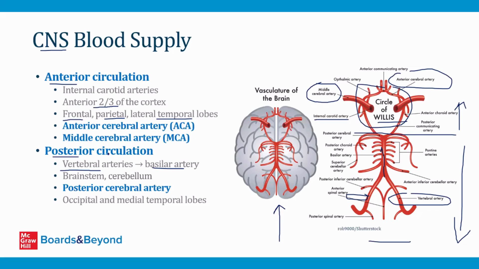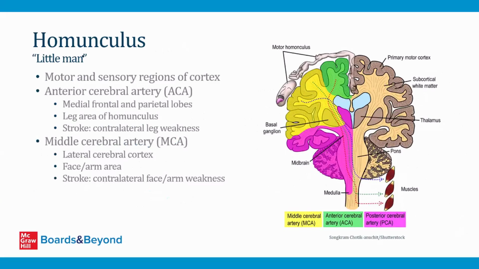And so the posterior circulation is much more important for structures like the brainstem and the cerebellum. It only has a limited role in supplying the cerebral cortex with blood flow, and that's via the posterior cerebral artery. That's what's shown right here in this image. And that supplies blood to the occipital lobe and the medial temporal lobes. So when we're talking about strokes of the cerebral cortex, we're going to be focusing on the ACA and the MCA, which are part of the anterior circulation, and also the posterior cerebral artery, which is part of the posterior circulation.